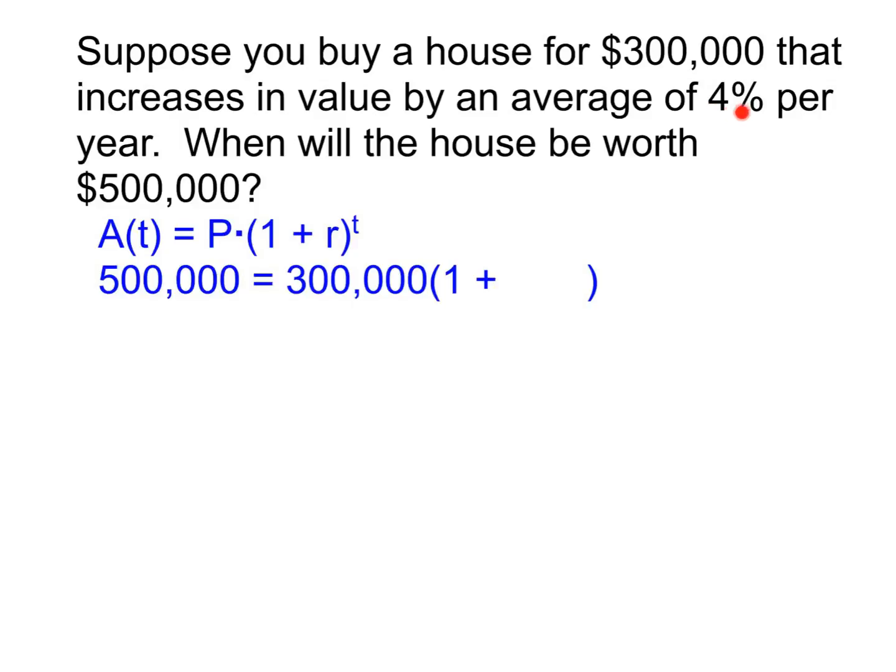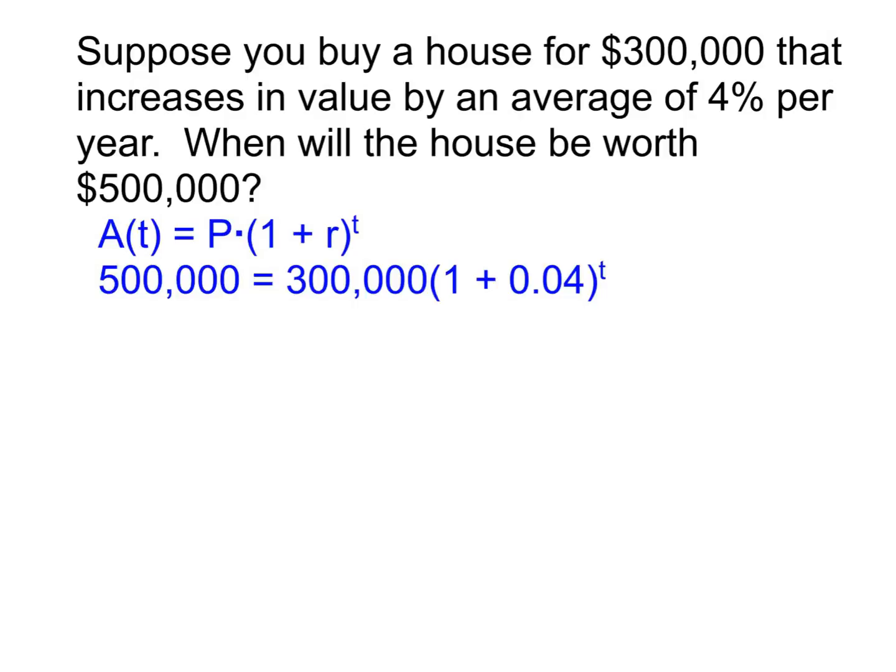Now, I know my rate here is 4%, but remember we always have to turn the percent into a decimal. So that means divide it by 100. 4 divided by 100 is 0.04. And then it's to the power of t. Do I know what t is in this problem? No. In fact, that's what we're trying to figure out, because it's asking us, when will the house be worth that amount? So I know that t is what I'm trying to figure out.